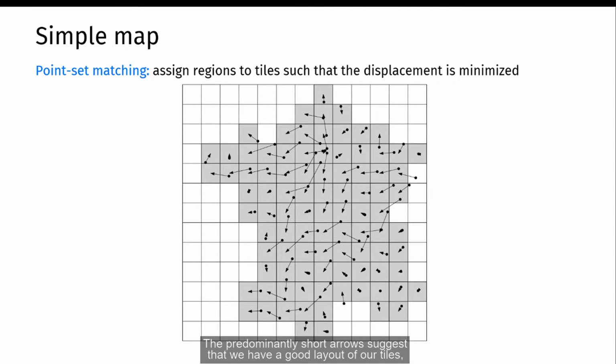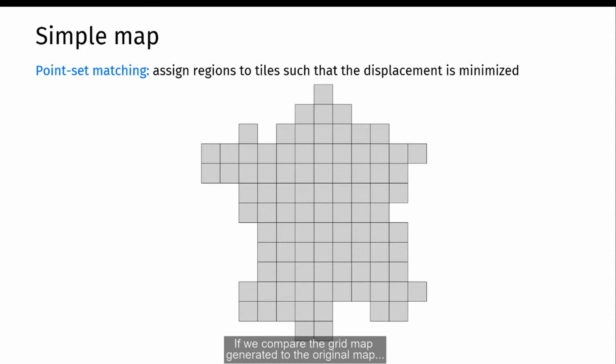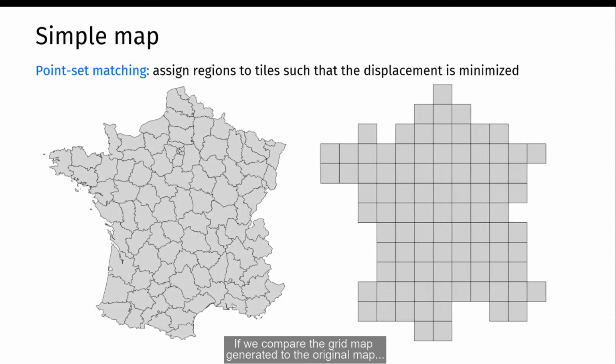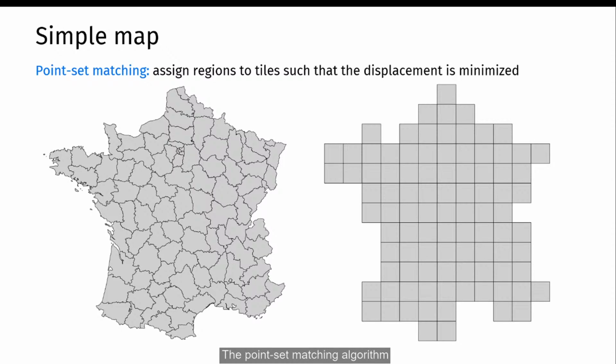The predominantly short arrows suggest that we have a good layout of our tiles, with comparatively little displacement. The assigned tiles together form the grid map of France. If we compare the grid map generated to the original map, we also see that the global shape is represented well by the tiles that have been selected. The point set matching algorithm generally works well for simple maps, but struggles to deal with complex cases.